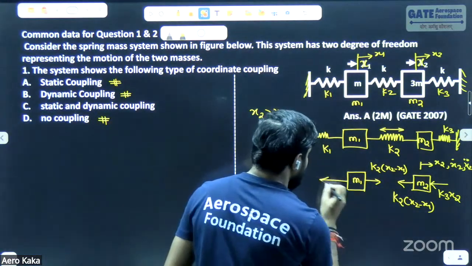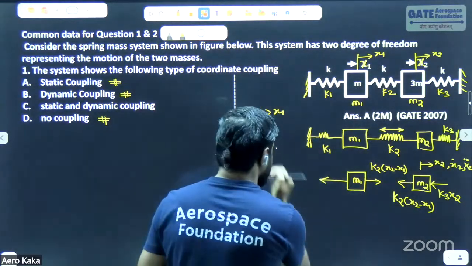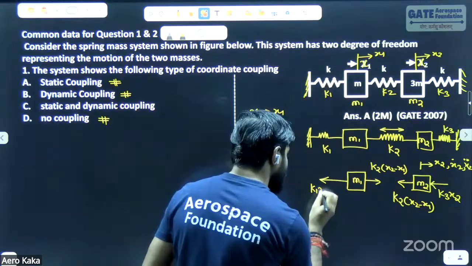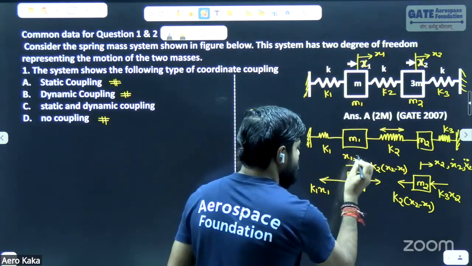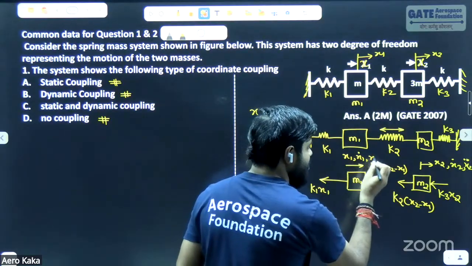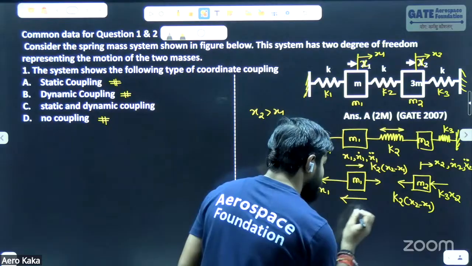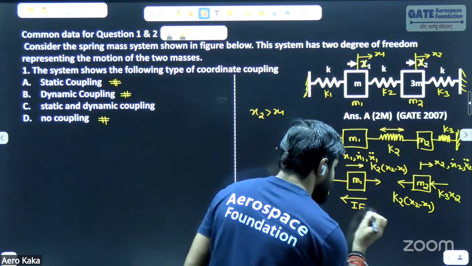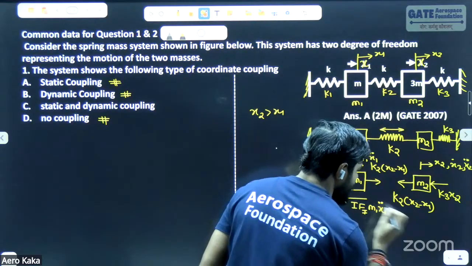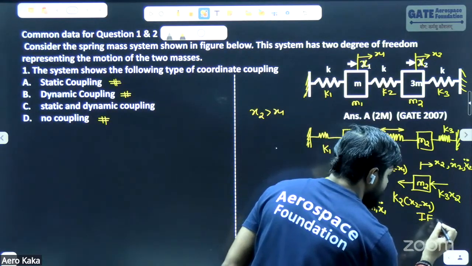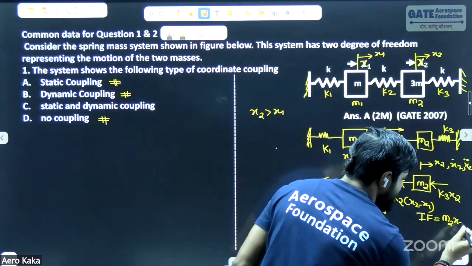Now here, what can you mark? Obviously, this is also under tension. It means this force is going to be K1 x1. This body is moving in this direction, so x1 dot is the velocity and x1 double dot is the acceleration. So what is the direction of the inertia force going to be? Inertia force in this case is going to be m1 x1 double dot, and the inertia force is opposite to the acceleration, m2 x2 double dot.